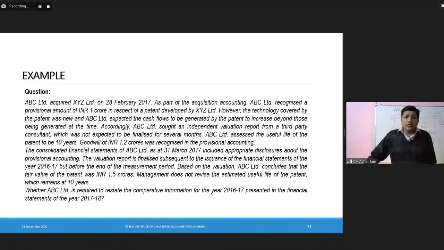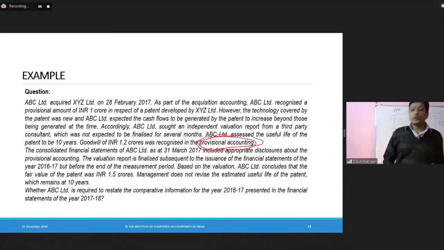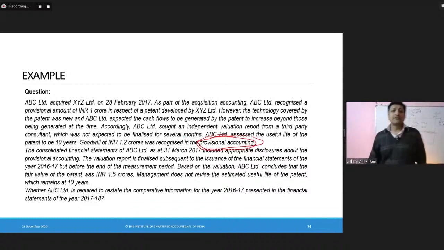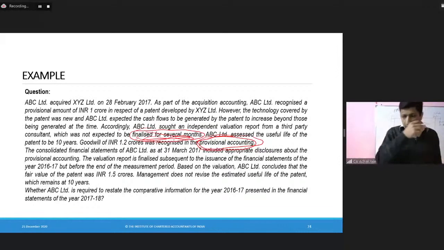On the basis of the valuation of the patent of this 1 crore, goodwill worked out to 1.2 crore. And the same thing was considered in the provisional accounting. Now ABC has some patent which is required to be fair valued and which will take several months. Time is limited, so that's why ABC has done provisional accounting.